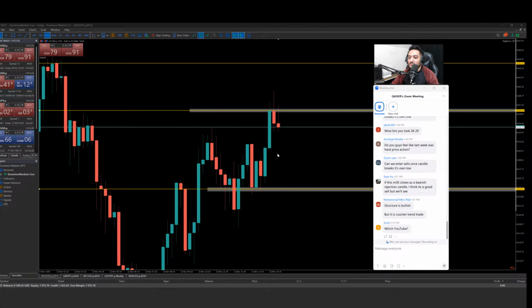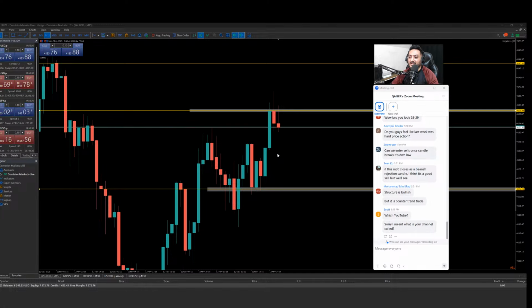What lots should I use in a 7500 Dominion Funding account? Go with 0.10 or 0.15, depending on the stop loss you get, depending on the risk you are going to take there. So yeah.